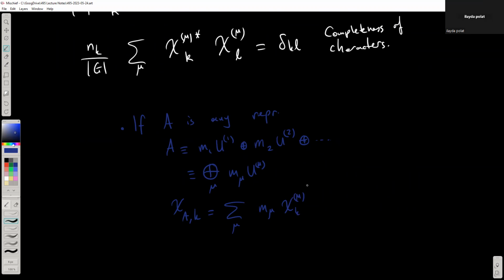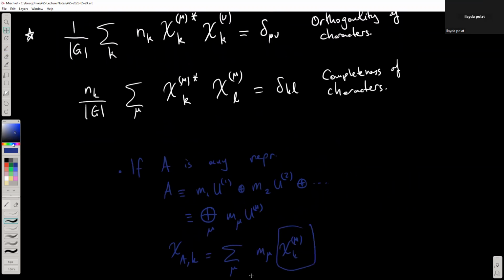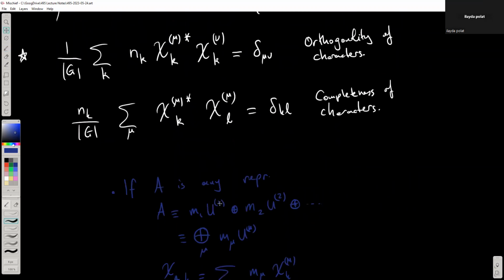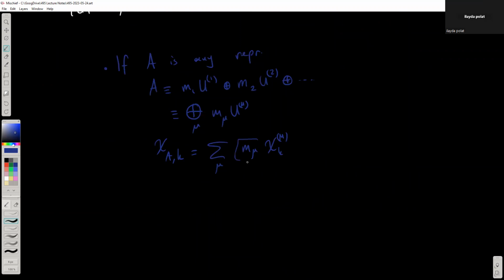But since the characters in here satisfy that orthogonality relationship, I can use this equation to solve for this m mu. So from here, we basically get m mu to be equal to 1 over G times the sum over K of chi mu K complex conjugate and chi A K.